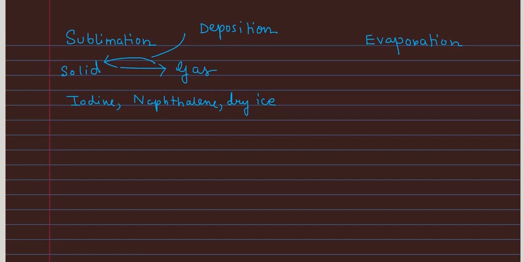And what is evaporation? Evaporation is a process with which we all are familiar. Every day in our houses, we wash our clothes, and we keep those clothes out in the open to dry. And we find that after some time the clothes do get dry. No water or moisture is present in the clothes after some time. What is the reason behind that?